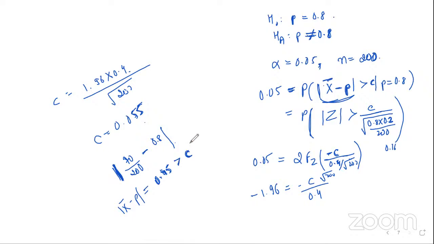We are not making any calculation mistake, right? So we got this mod of x bar minus p to be greater than c. So we are going to reject our H naught, and we are going to conclude that this p is different from 0.8.